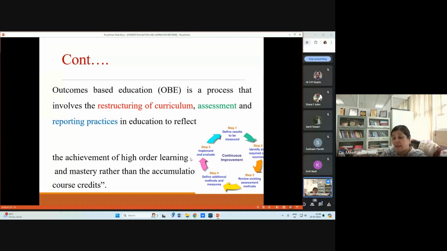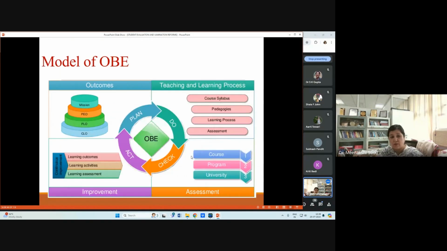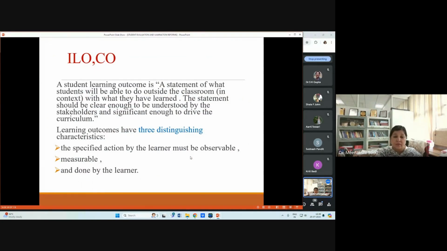Okay, so it is again a continuous cycle. It is a feedback system kind of thing, where we first define what outcomes we are expecting, what we want to measure at the end, then what sources are required, what data is required, then we are assessing methods or implementing. I won't go into this. So this is the model of OBE, of plan, do, check, and act. I'll come to it further, right?